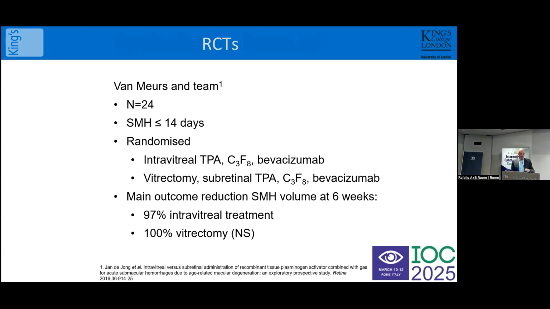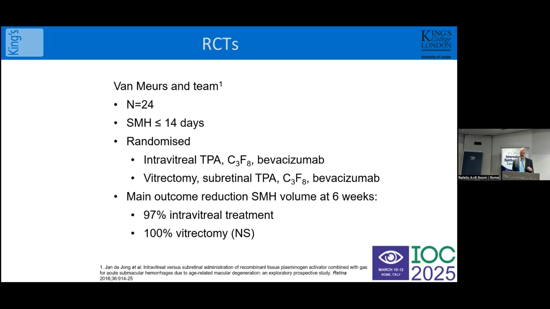So I'm going to move to the first of the 3 RCTs, and they roughly double in size each time we move from one study to the next. So the first is a very small study by Jan van Meurs and his team. Only 24 patients with submacular hemorrhage. The hemorrhage had to be there up to 14 days, but no longer. And all the studies have that in common, or thereabouts. And he randomized the patients to 2 active treatment arms. One was intravitreal TPA and gas and bevacizumab, and the other was vitrectomy, subretinal TPA, and gas and bevacizumab. So surgery versus intravitreal treatment.